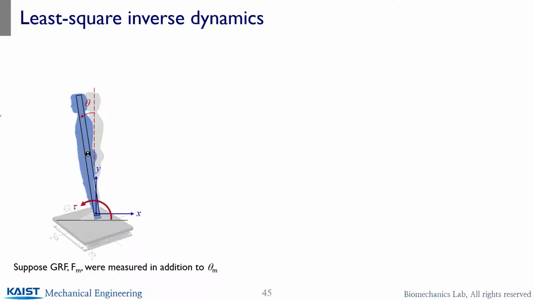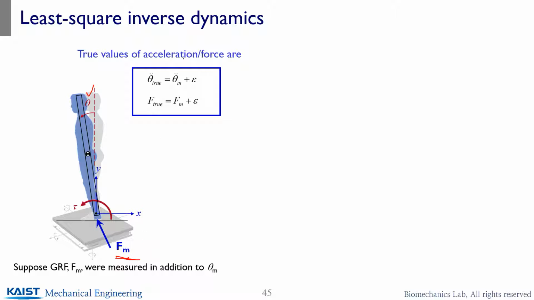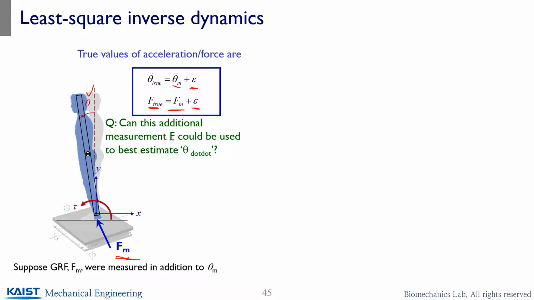Okay, coming back to our inverse dynamics issue. Suppose that we have measured the theta from the optical marker system, and we have an additional force measurement from the force plate. I want to use that additional information to estimate a better theta double dot. So how? Your measurement of theta includes some error, and your measurement of the force includes some error. How can I use the additional measurement F to best estimate the theta double dot?